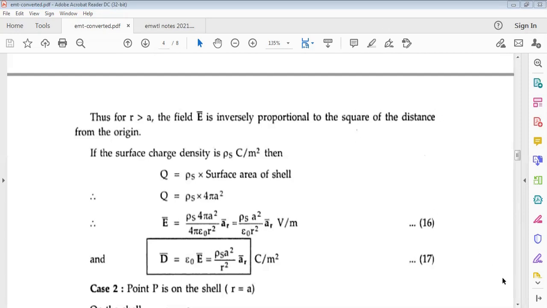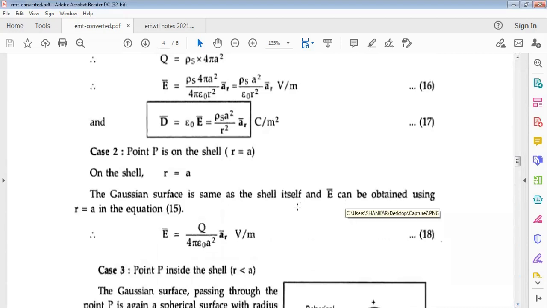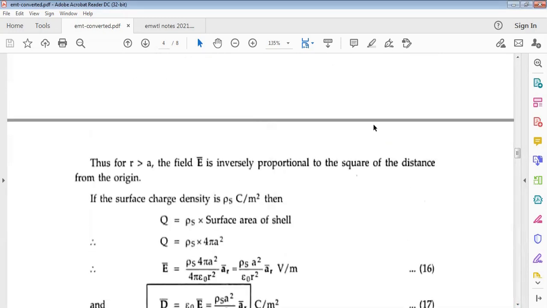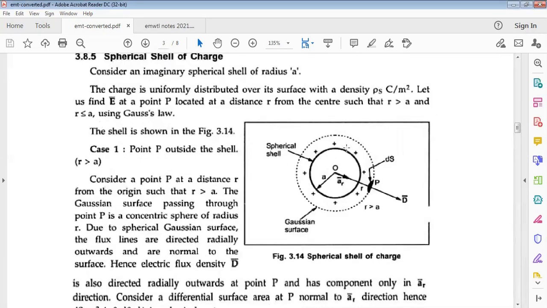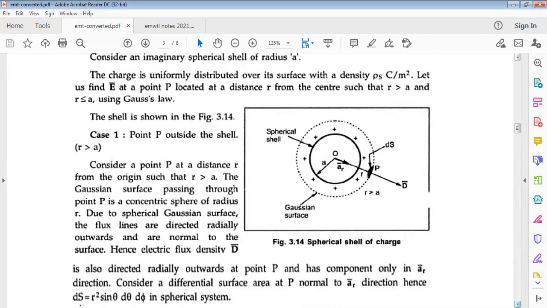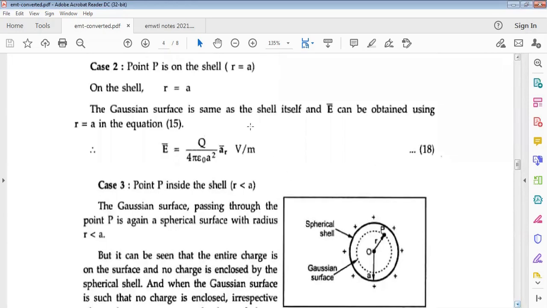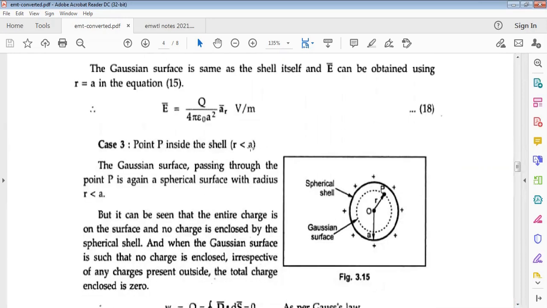Now, in the second case, consider the Gaussian surface on the spherical shell. Earlier it was outside the shell, now it is on the shell. R is equal to a. R is equal to a means we already got that E bar is equal to Q by 4 pi epsilon naught R squared. Now R becomes a, so it is rho S a square by epsilon naught a square into a r bar volts per meter, the electric field intensity.